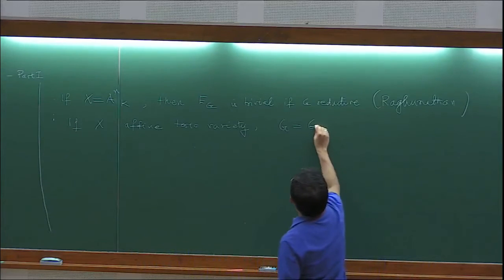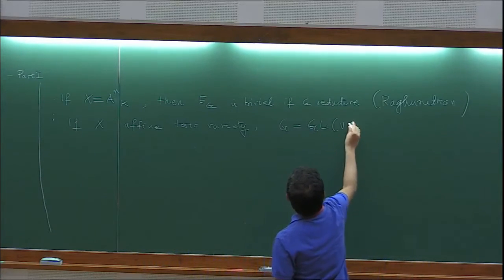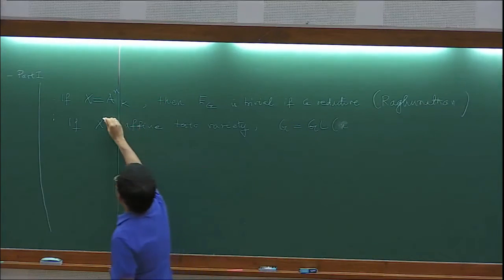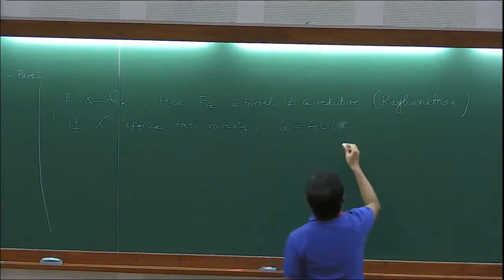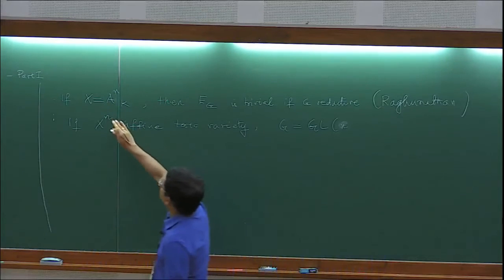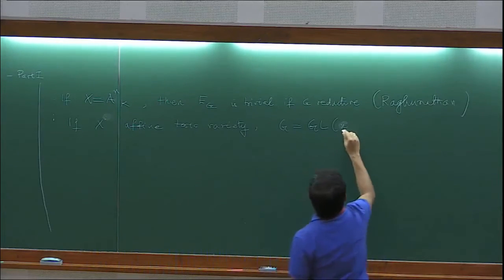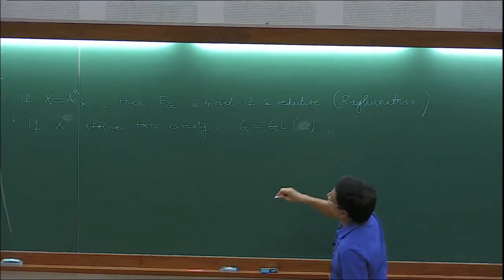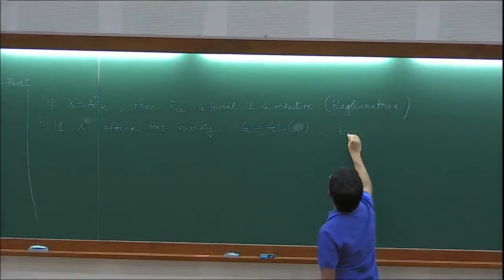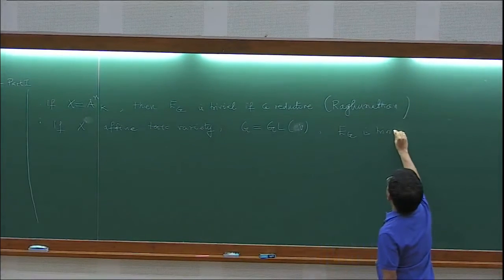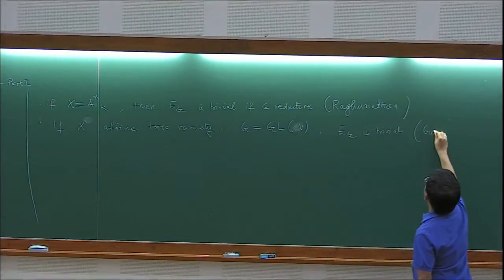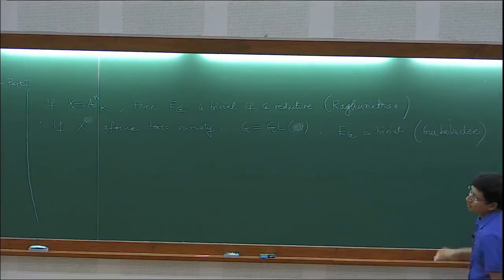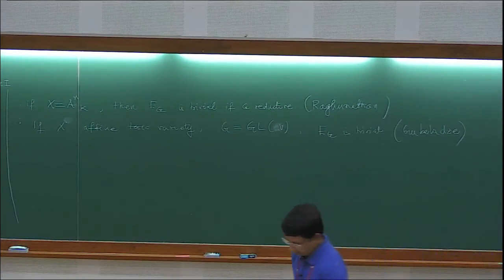And G is some GL_V, then again EG is trivial. This is a result of Gubeladze from the late 80s, I think.